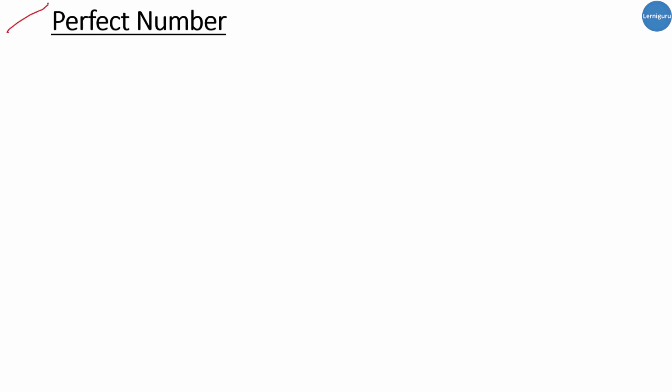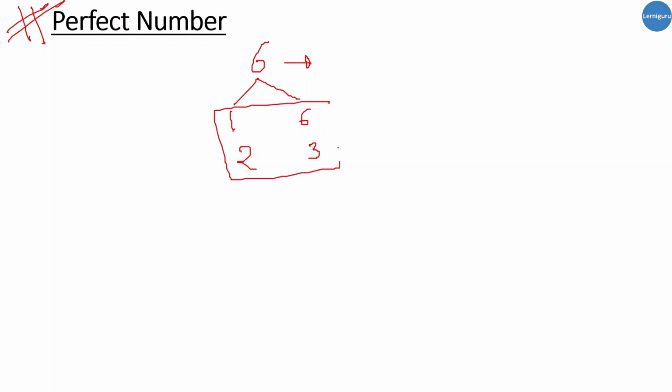Perfect number, one important thing. Perfect numbers are those numbers, let me explain with the help of an example. 6 is a perfect number. If I write all the factors of 6 and add all the factors of 6, you'll get 12. So this is the property of perfect numbers: the sum of the factors of the number will be twice of the number. So you can write this thing.